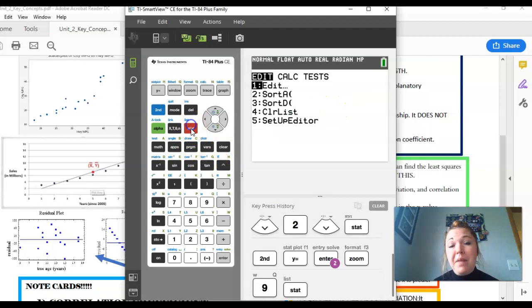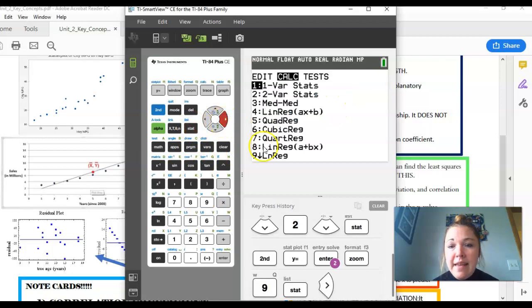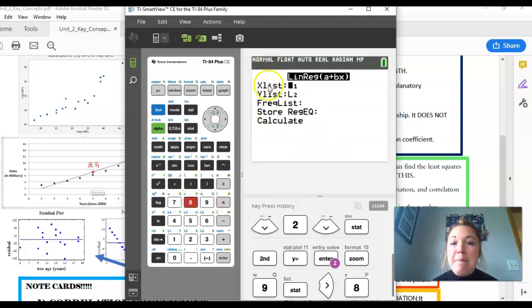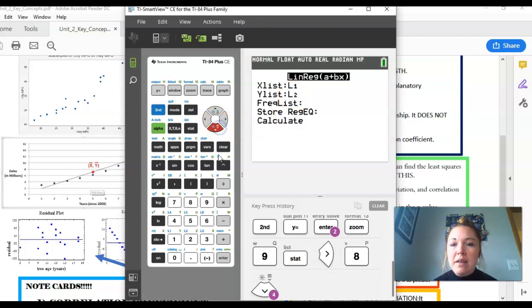Now to get the line, I go to stat, I want to calculate, and we've been using 8. You can do number 4 as well, but all AP Stats students, their books, their teachers use this number 8. So I go to 8. My X list is L1, my Y list is L2, everything else stays blank, and I'm going to hit enter.